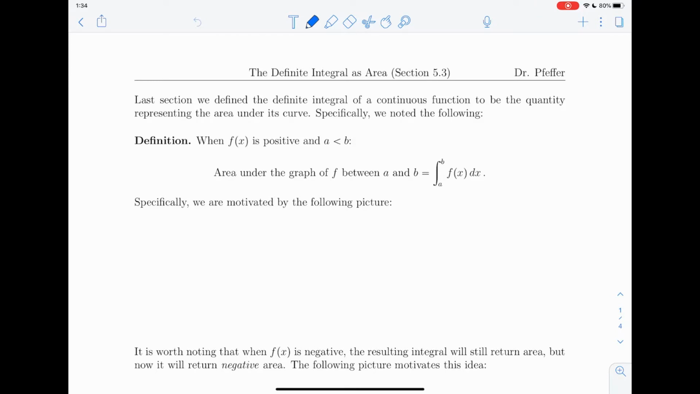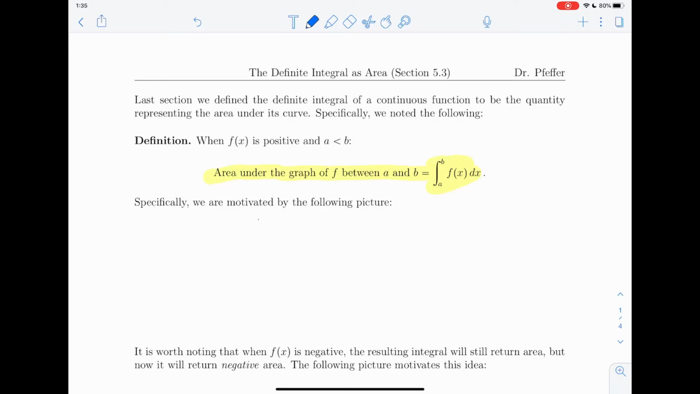So to begin, we're going to recall last lesson when we introduced this definition that when a function f is positive, if you recall sections 5.1 and 5.2, we've only ever been dealing with positive functions. All the pictures we keep drawing, everything is positive. When f was positive, we said that this definite integral from a to b of our function f represents the area under the graph of f between a and b.